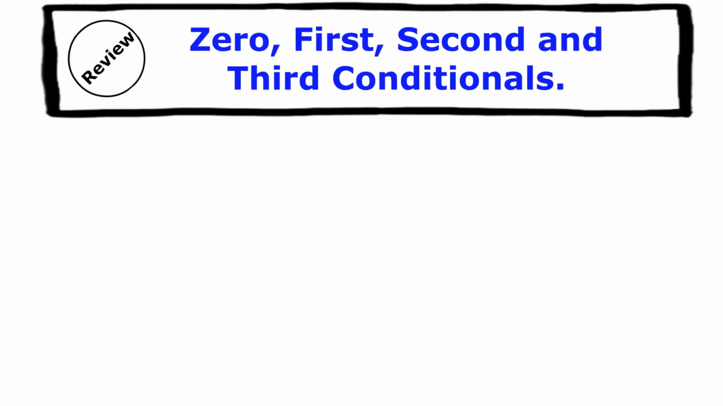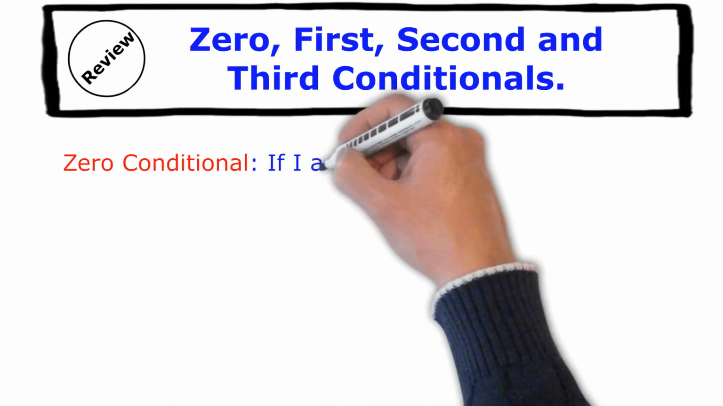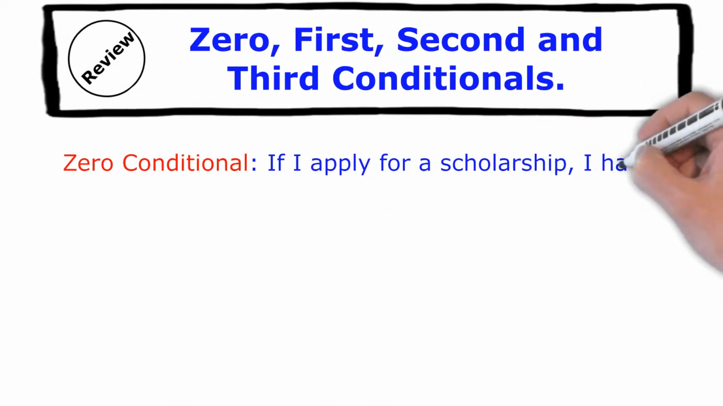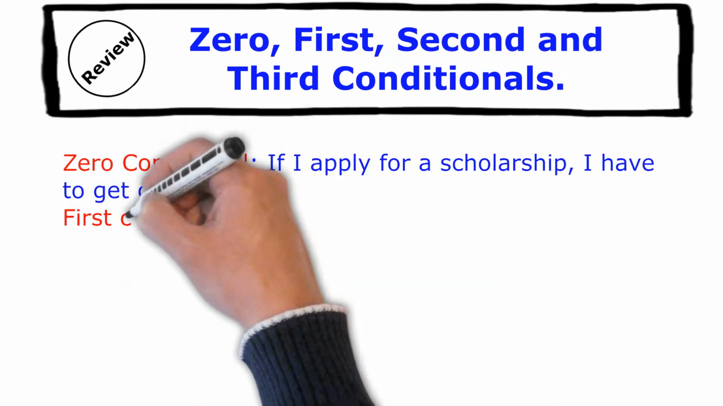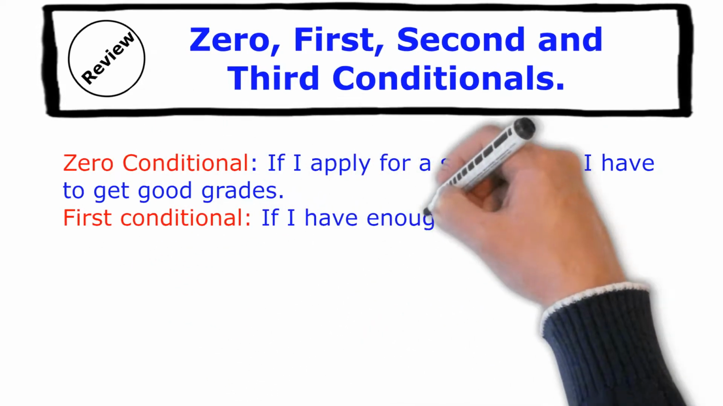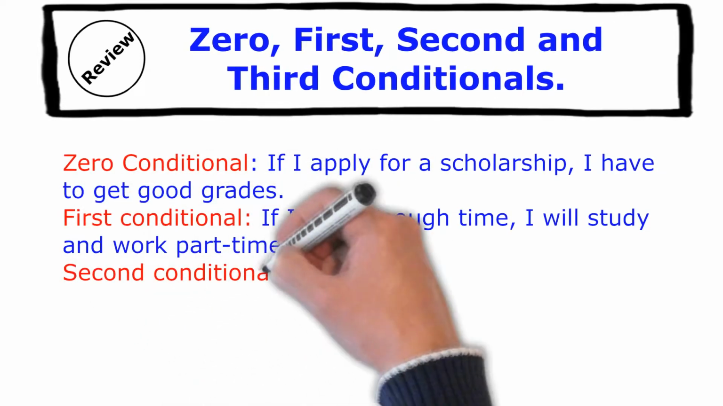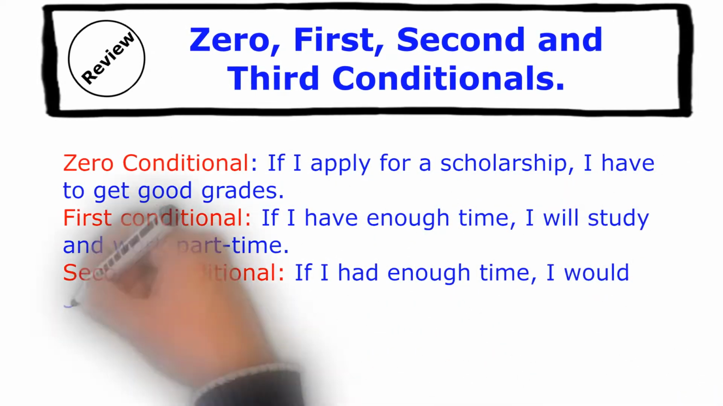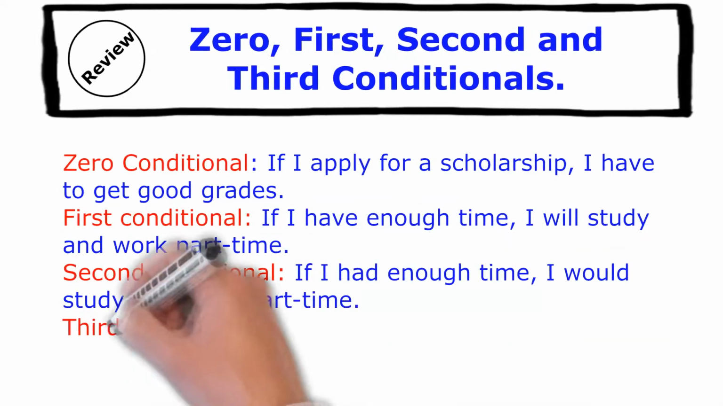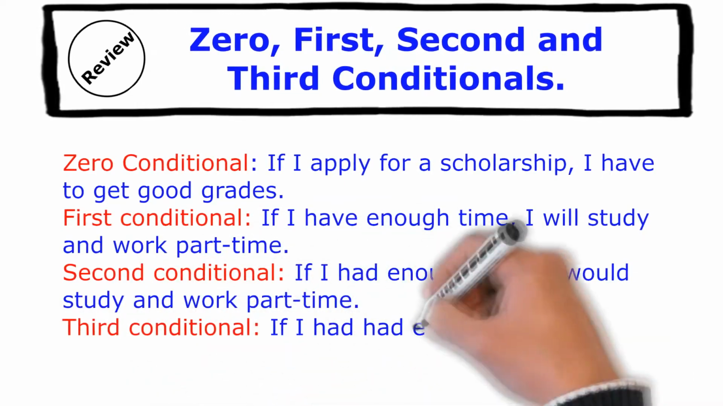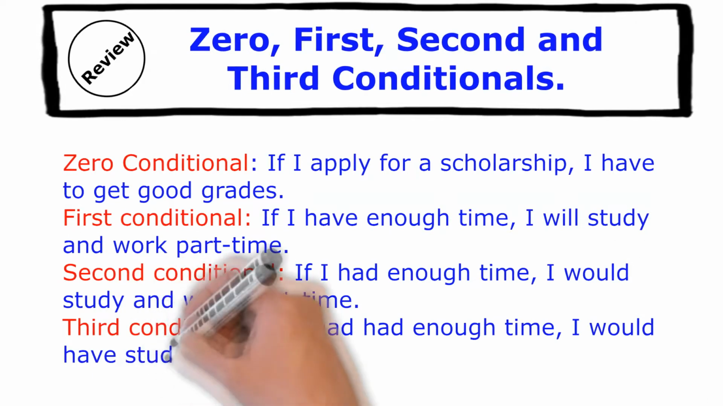Review. Zero conditional. If I apply for a scholarship, I have to get good grades. First conditional. If I have enough time, I will study and work part-time. Second conditional. If I had enough time, I would study and work part-time. Third conditional. If I had had enough time, I would have studied and worked part-time.